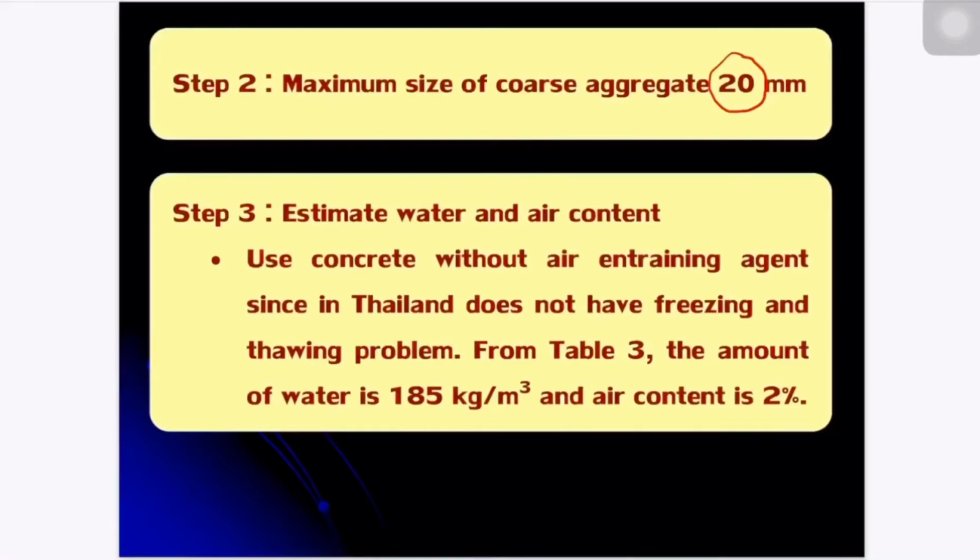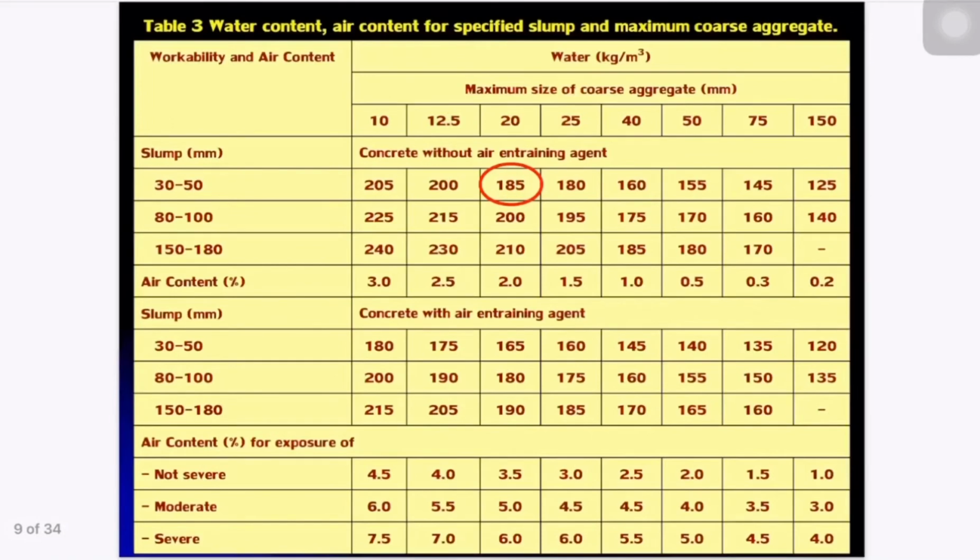Step number 3, estimate water and air content. Table 3 is divided into two parts. The first part is concrete without air entraining agent, and the second part is concrete with air entraining agent. Thailand is a hot country, and the concrete used in Thailand is concrete without air entraining agent. The air entraining agent is one of the chemical admixtures used in concrete in cold countries.